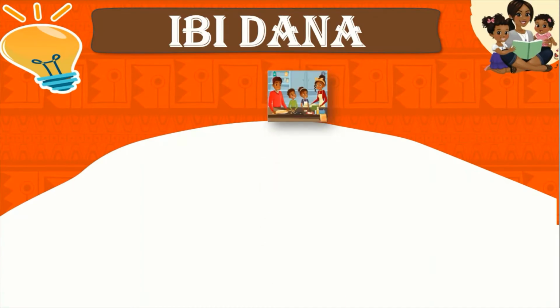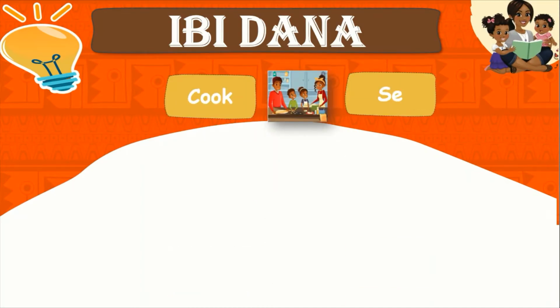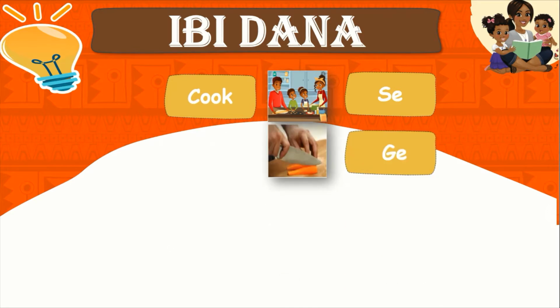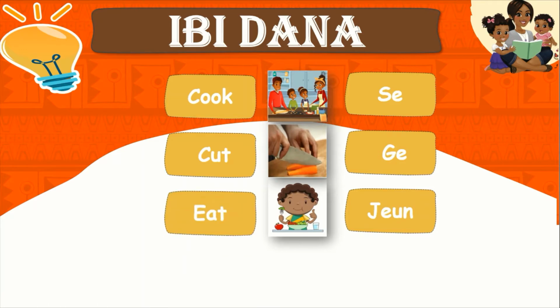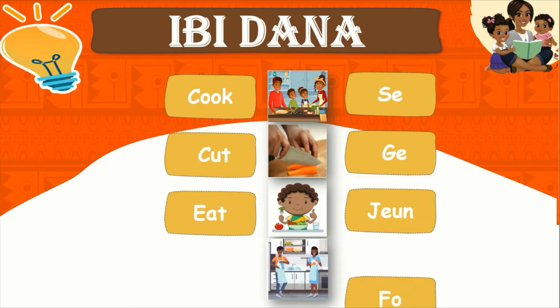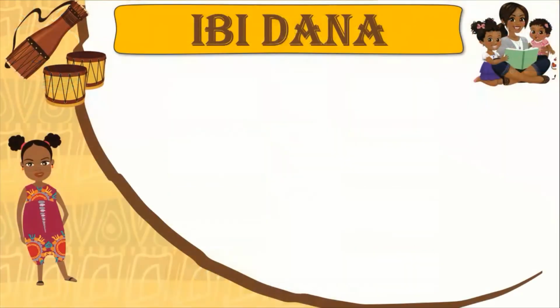Let's do that again. Se is to cook. Ge is to cut. Jeun is to eat. Oya je ka lo jeun o. Let's go and eat. Fo is to wash.